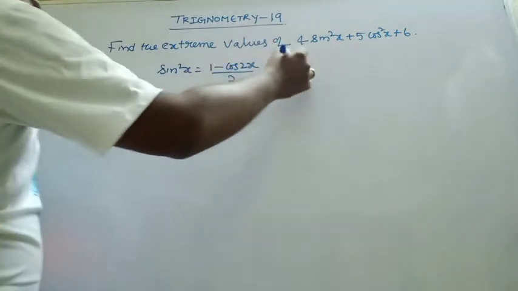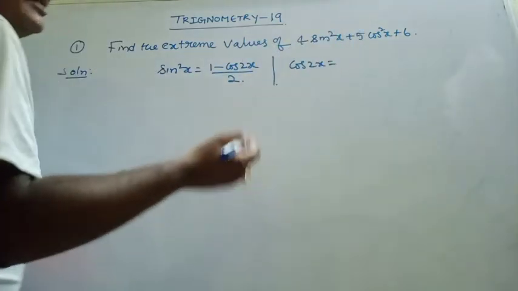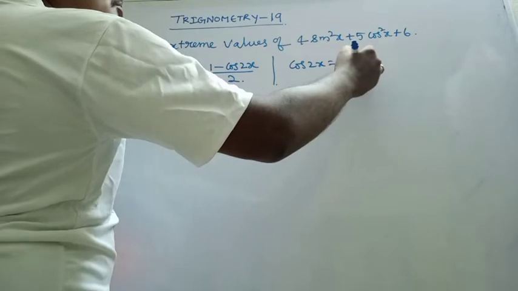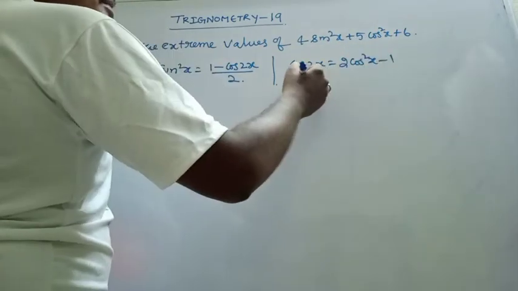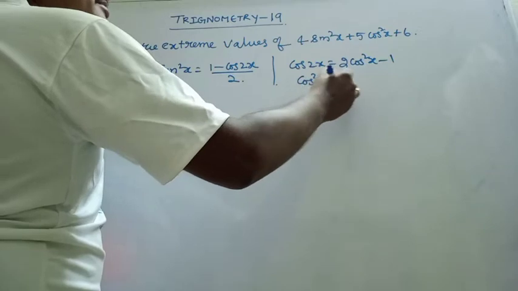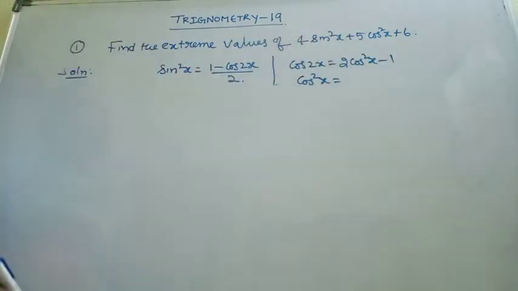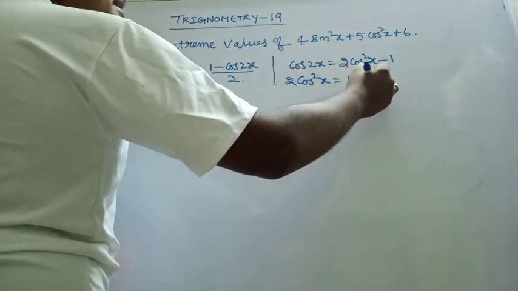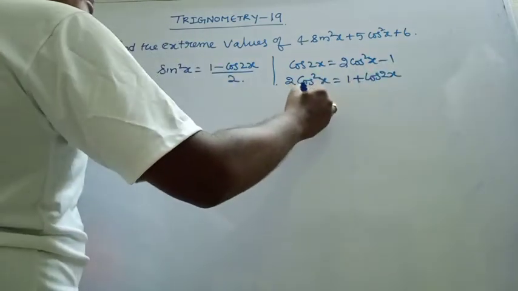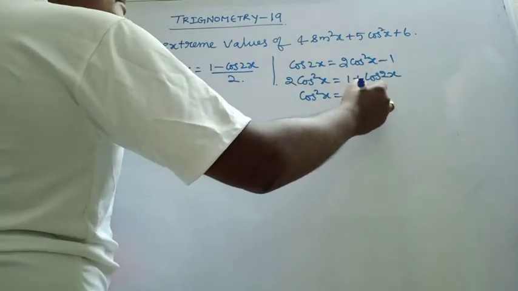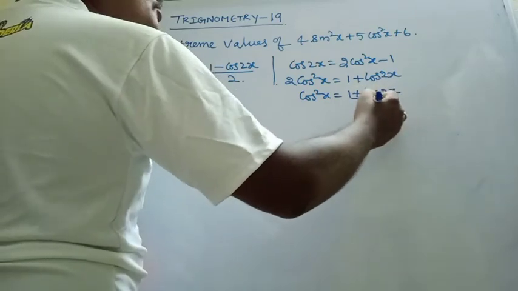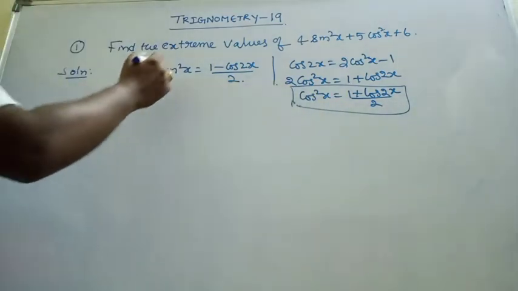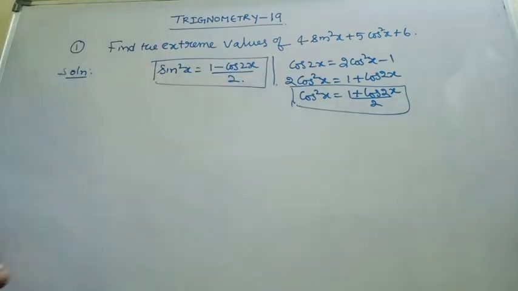And for cos 2x, we derived 4 formulas. Cos 2x is equal to 2 cos square x minus 1. From this, if we make cos square x the subject, 2 cos square x equals 1 plus cos 2x, and from this, cos square x is equal to 1 plus cos 2x by 2. These are the two important formulas we have got for sine square x and cos square x.